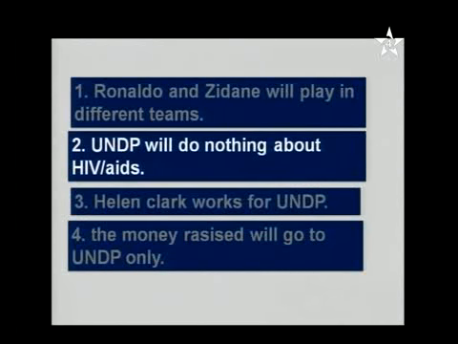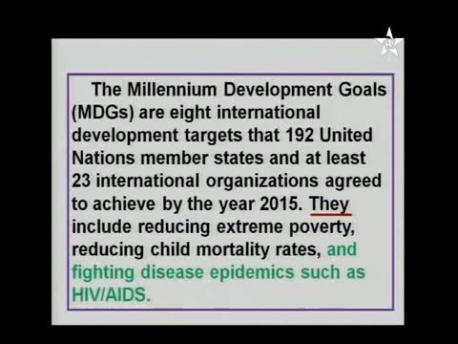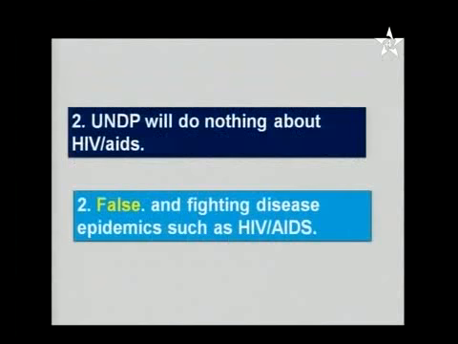Next, number 2. UNDP will do nothing about HIV/AIDS. True or false? Let's go to the text and see. Please, same thing, it's focused reading. Please just read the part of the text which will give you the answer. Now here, at the bottom of the paragraph, just look at the line in green. It says, and fighting disease epidemics such as HIV/AIDS. So the answer, of course, is false, because the text says, and fighting disease epidemics such as HIV/AIDS.